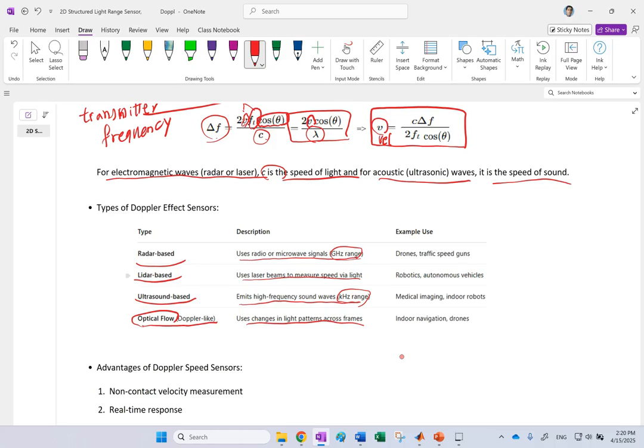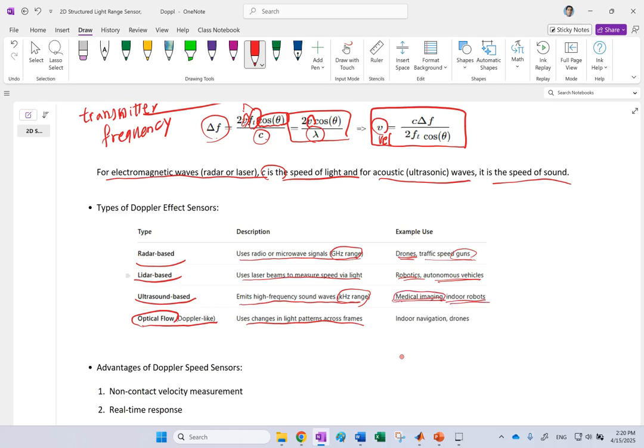For radar Doppler effect, we typically use them in traffic speed guns. These are the ones that police use. They use radar-based Doppler effect sensors, and they can be used in drones. For robotics, as I said, we mostly use the LiDAR-based ones, and for autonomous vehicles. For medical imaging, we can use ultrasonic ones, and also for indoor robots.